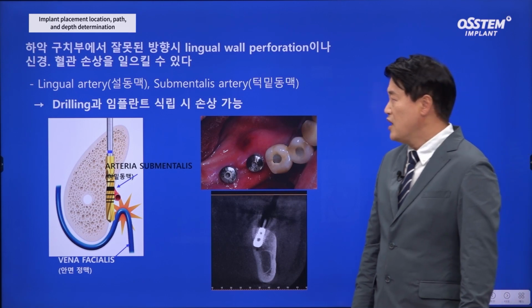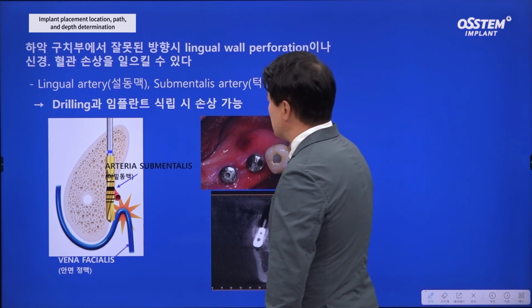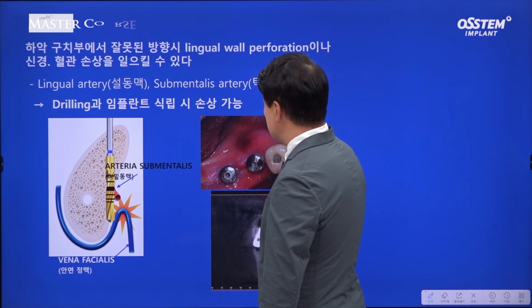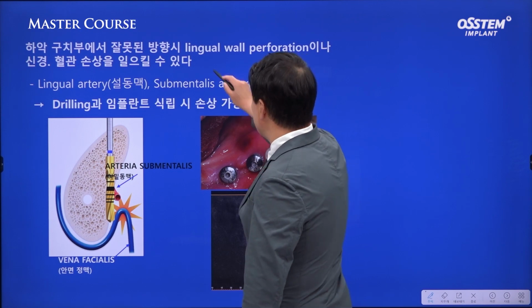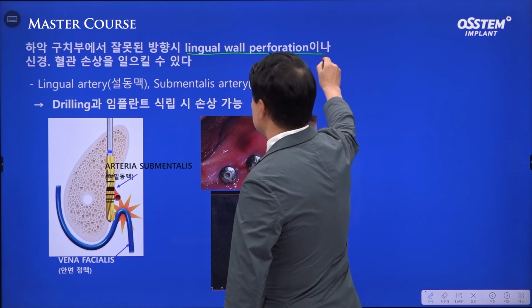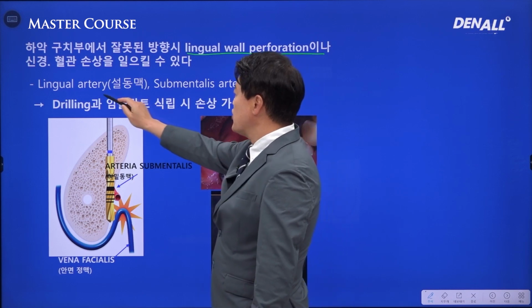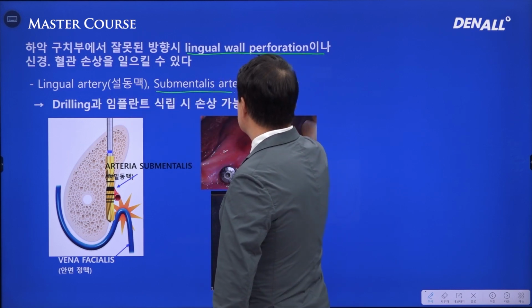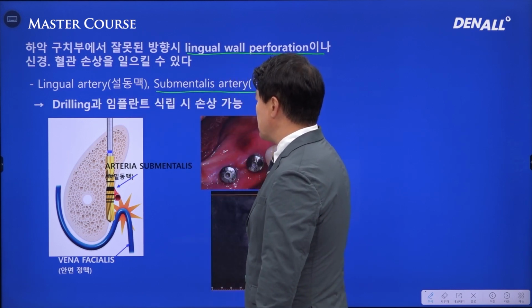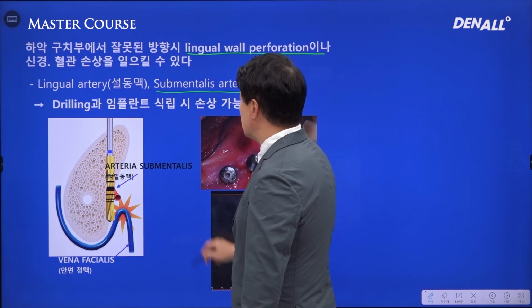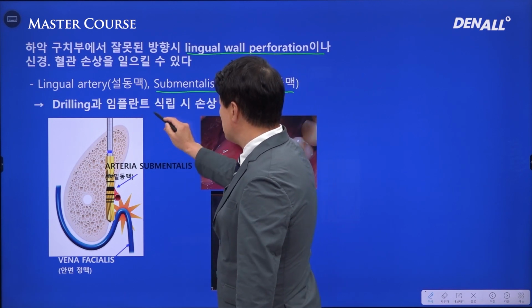One more thing, in the posterior region in the mandible, when the direction of implant placement is not proper, it can cause lingual wall perforation. The lingual artery and submental artery can be invaded, leading to injury.